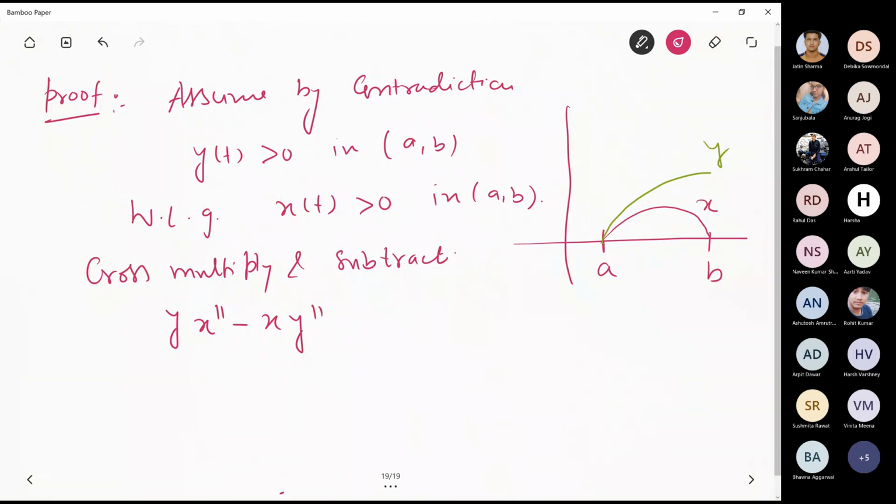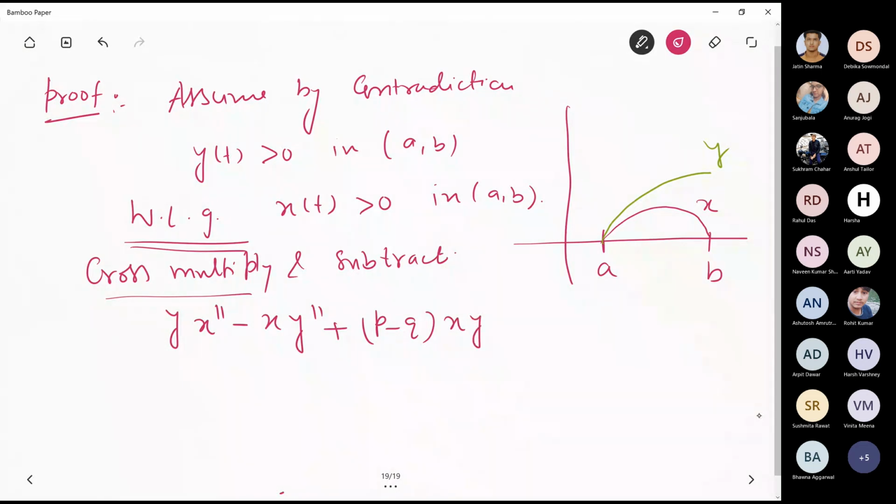Okay, so assume by contradiction that y of t is positive in the interval AB. We are already given that a and b are two consecutive zeros of x. Therefore, we assume that x is positive in the interval AB. That is without loss of generality. You can assume even x to be negative, that doesn't make any difference. Once we have this, you cross multiply these equations and subtract. Then we get y into x double prime minus x into y double prime, plus p minus q into x into y equals 0.